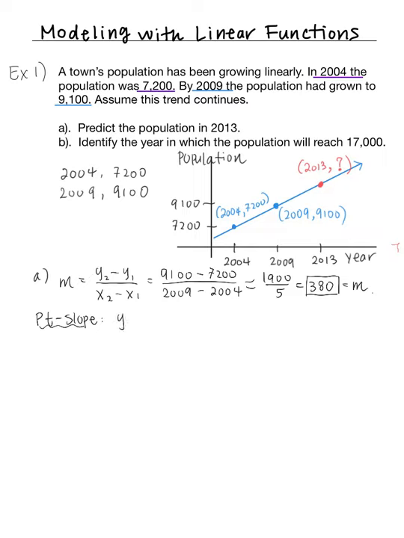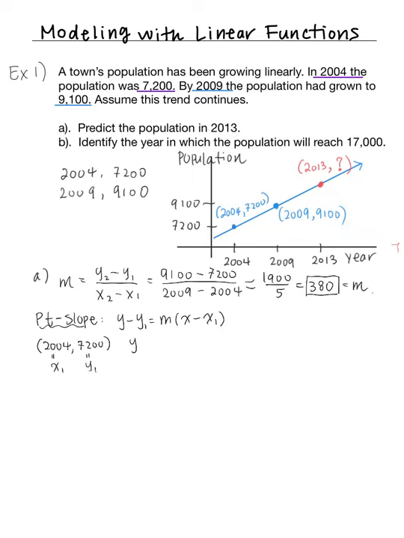So that goes y minus y1 equals m quantity x minus x1. Okay, so again, it does not matter which ordered pair that you want to take. So let me just take 2004 and 7200 as our point. So this is going to be our x1. This is going to be our y1. All right, so plug and chug.